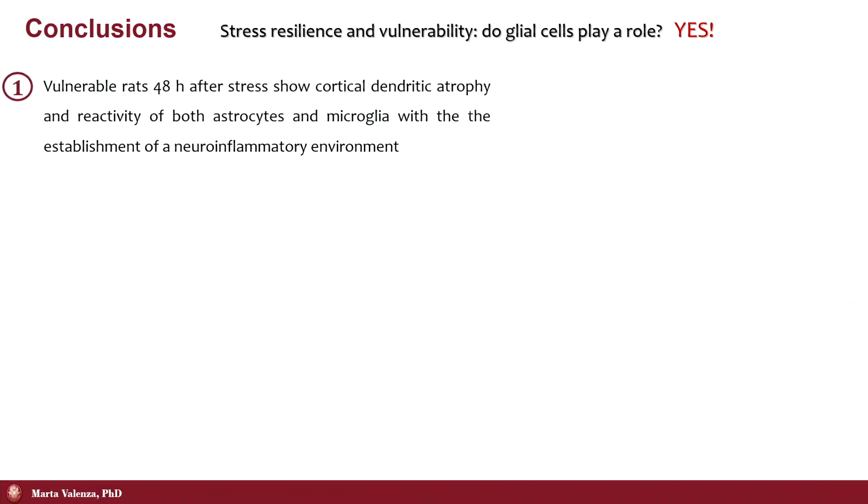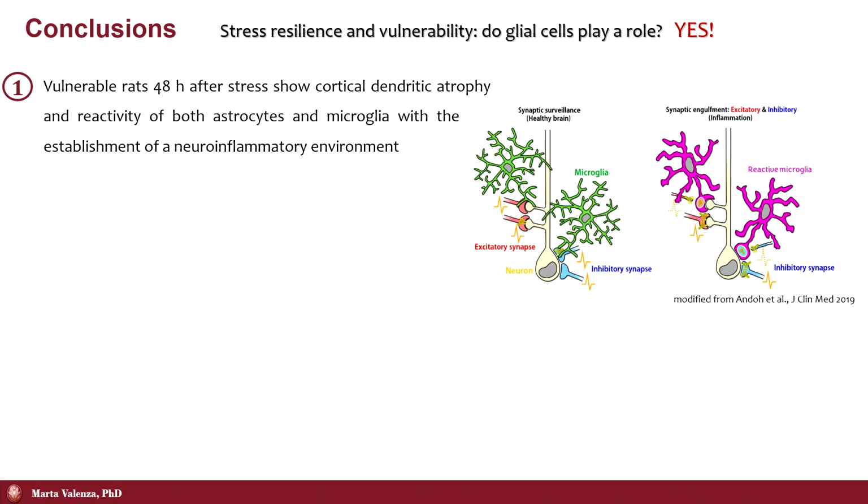So glial reactivity and neuroinflammation in general could be responsible for the dendritic atrophy that we saw in the prefrontal cortex of stressed rats. Also because the microglia activity of synaptic remodeling can be triggered by a pro-inflammatory environment.